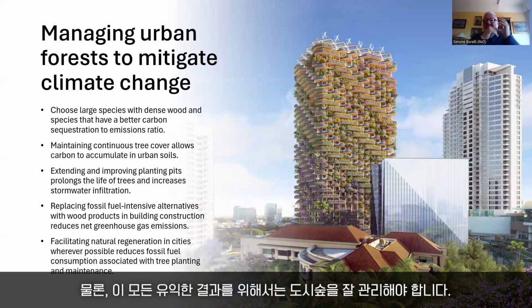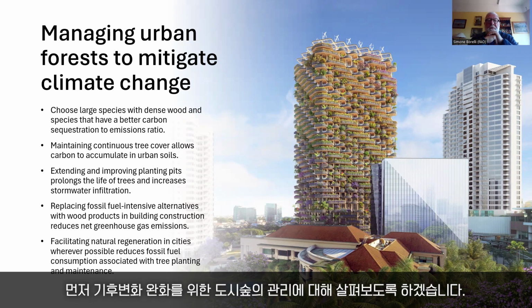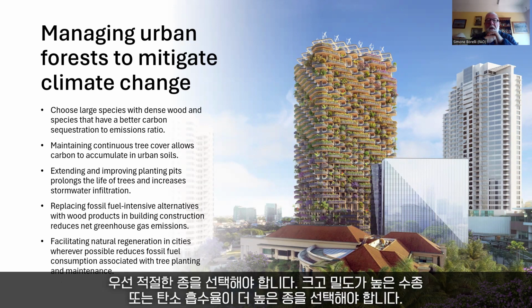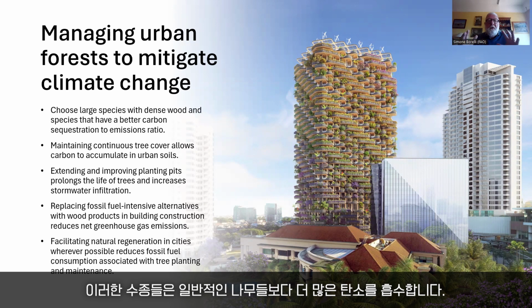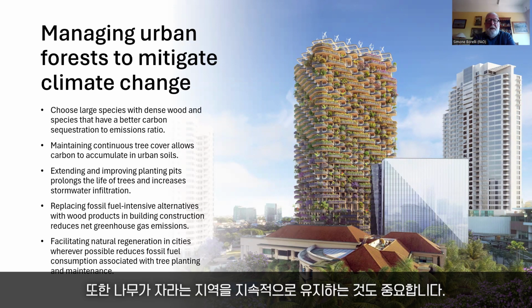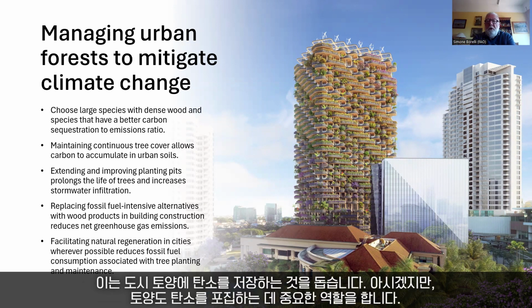Now, of course, to have all these beneficial results, we need to manage our urban forests. And we need to manage, first of all, for mitigation of climate change. First of all, we need to choose the right species. So we'd like to choose large species with dense wood and species that have better carbon sequestration to emission ratios. That means they sequester more carbon and actually fix it in their wood. Also, it's important to maintain a continuous tree cover, which also helps to accumulate carbon in urban soils. Soils, as you know, may also play an important role in carbon sequestration.